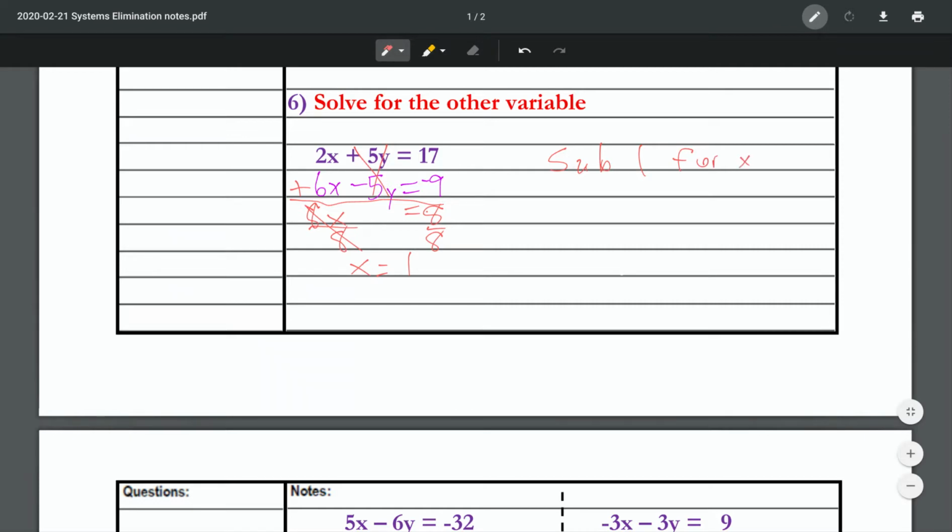And I usually do this into the first equation, so we're going to have 2 times 1 plus 5y equals 17. And simplify. 2 times 1 is 2 plus 5y equals 17. Subtract 2 on both sides. So we're left with 5y equals 15. Divide by 5, resulting in y equals 3.